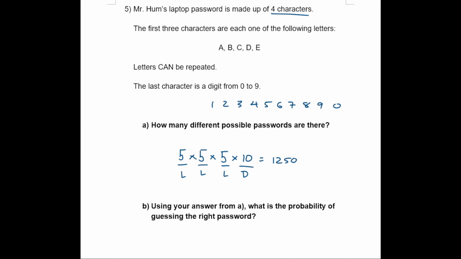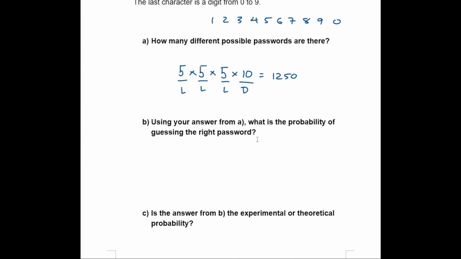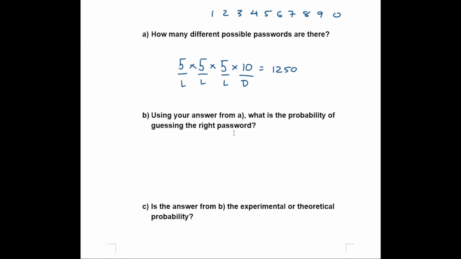Okay? Now, B. Using your answer from A, what is the probability of guessing the right password? Well, there's only one right answer out of 1,250 possible passwords. So you get 0.0008. Okay? You have a 0.0008 chance of guessing it right, or a 0.08% chance of guessing it right.